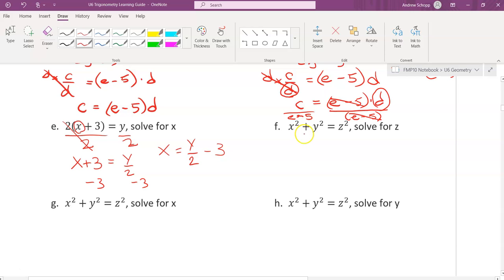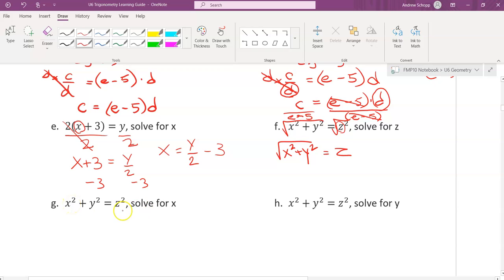For f, we're looking to solve for z. So we would take the square root of both sides, because z is being squared right now. And that would leave us with z is equal to the square root of x squared plus y squared. Nothing else we can do with that question.